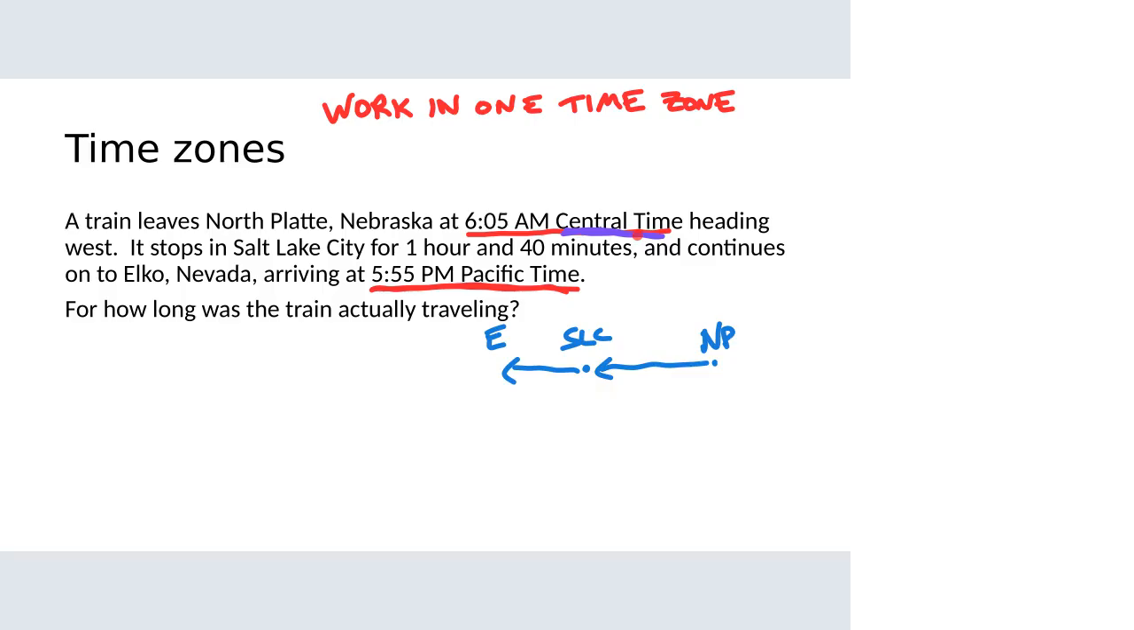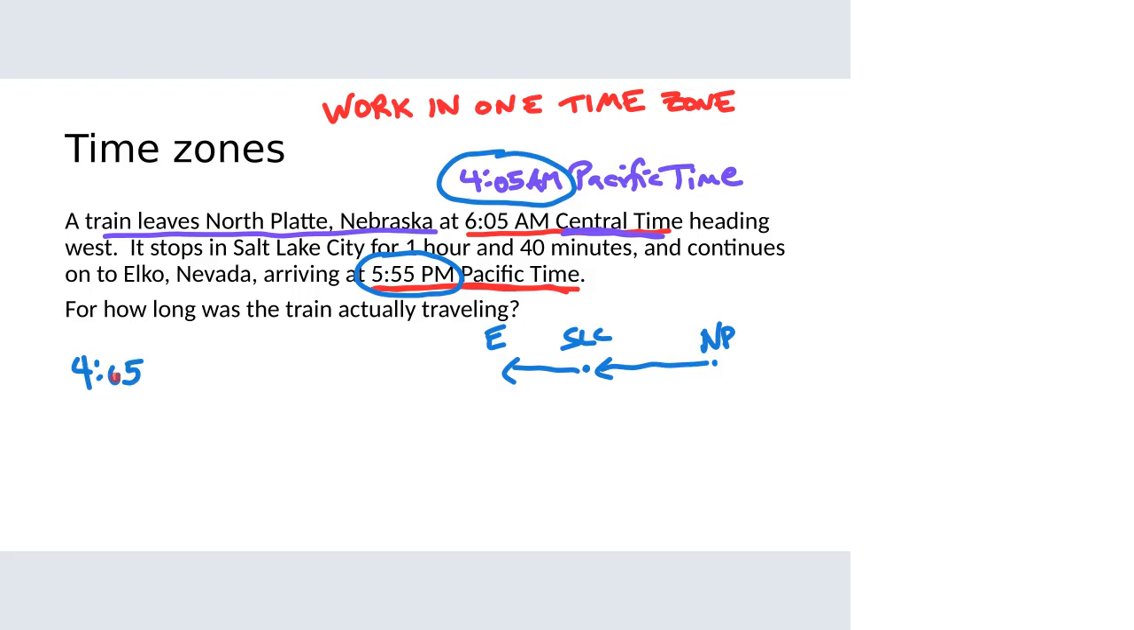What that means is this train left North Platte, Nebraska at 4:05 a.m. Pacific time. Because Pacific time is 2 hours earlier. So when it's 6:05 Central time, that means it's 4:05 Pacific time. And now when I look at my timing here, that train left at 4:05 a.m. Pacific time. It arrived at 5:55 p.m. Pacific time. So from 4:05 a.m. to 5:55 p.m.